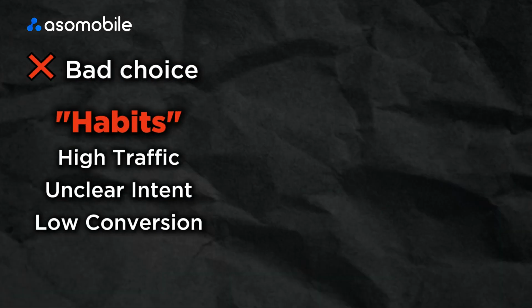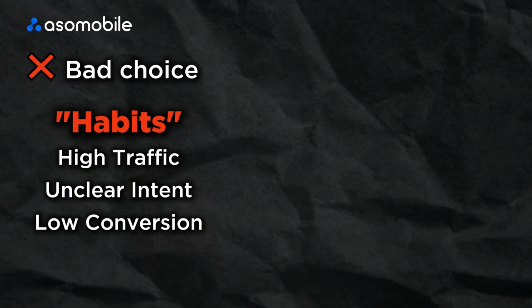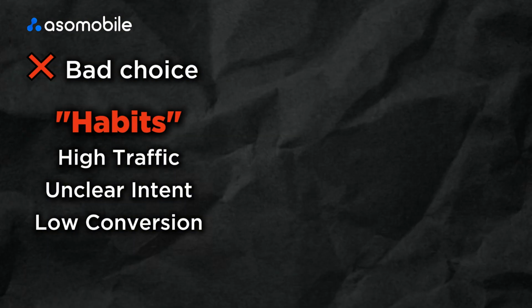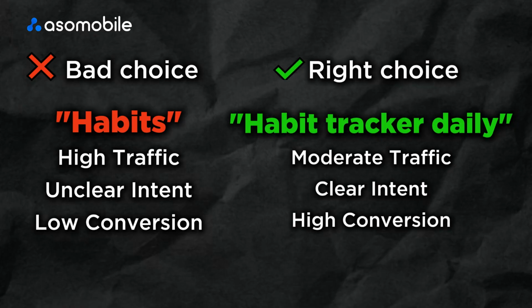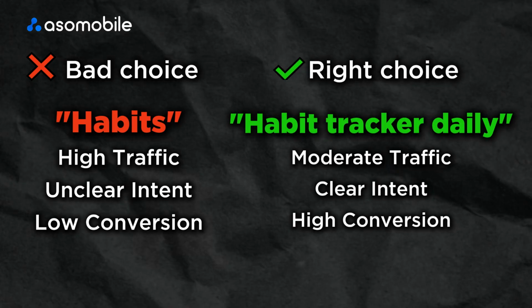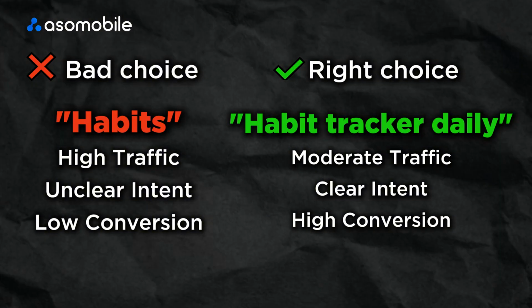So, bad choice: habits. High traffic, but users searching this could want anything. Books, advice, fitness, near zero conversion. Right choice: habit tracker daily. Moderate traffic, very specific intent. User is ready to install. Now that you know which words are worth targeting, it's time to expand.